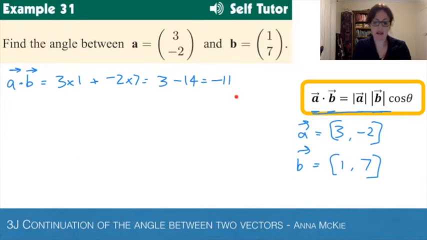We can also plan for our answer for the angle that we're going to get now. Because we've got a negative number there, what will the angle be? It will be obtuse, so greater than 90. So if your answer is not that, you know you've done something wrong, and you go back and check.